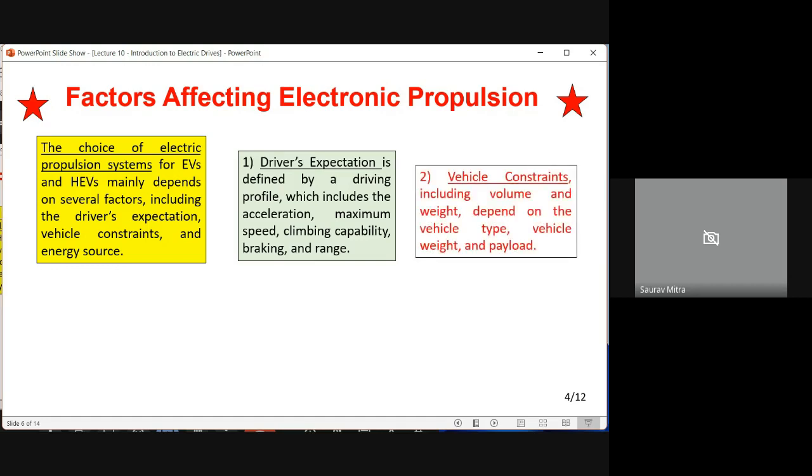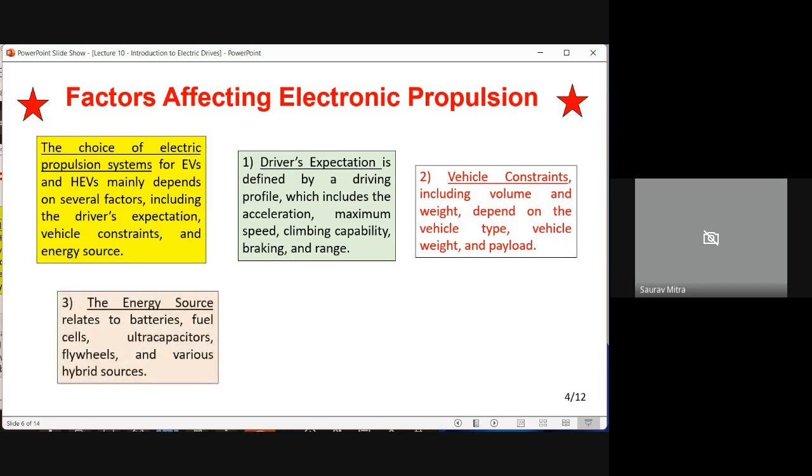What is meant by vehicle constraint, including volume and weight? Some vehicles are very heavy, so they cannot take very high speed. Some vehicles are very light, so they can have high speed. Volume and weight depend on the vehicle type and the vehicle weight and payload. Payload means whether five people are sitting inside the vehicle or one person. Depending on that, vehicle performance changes.